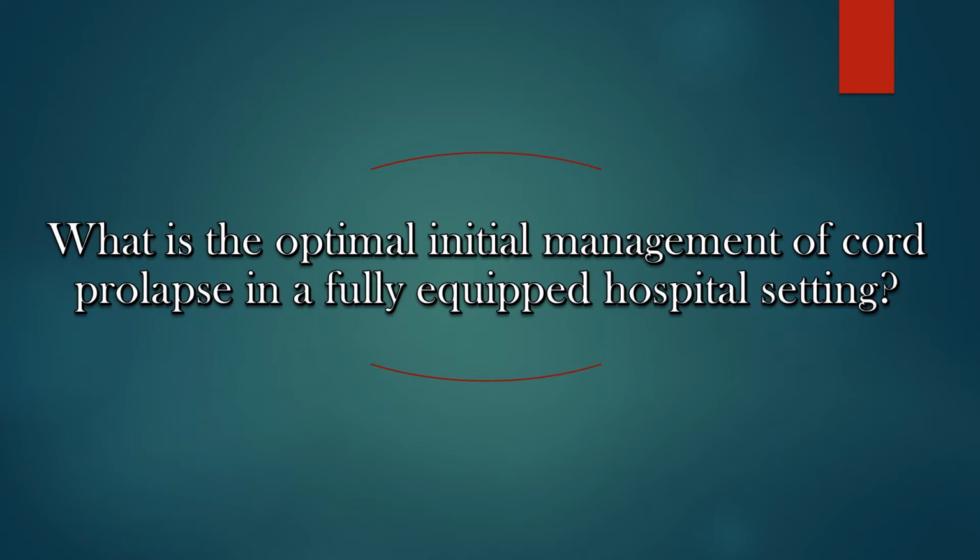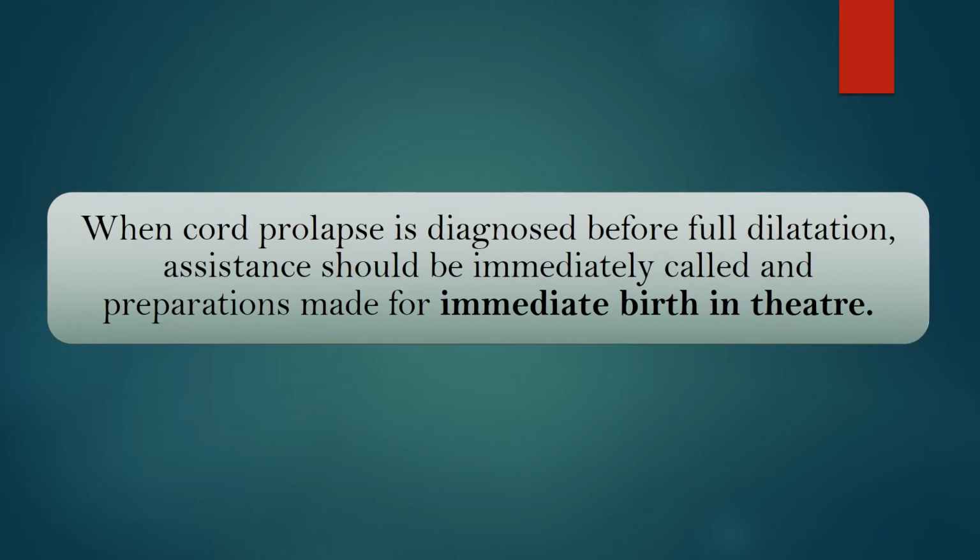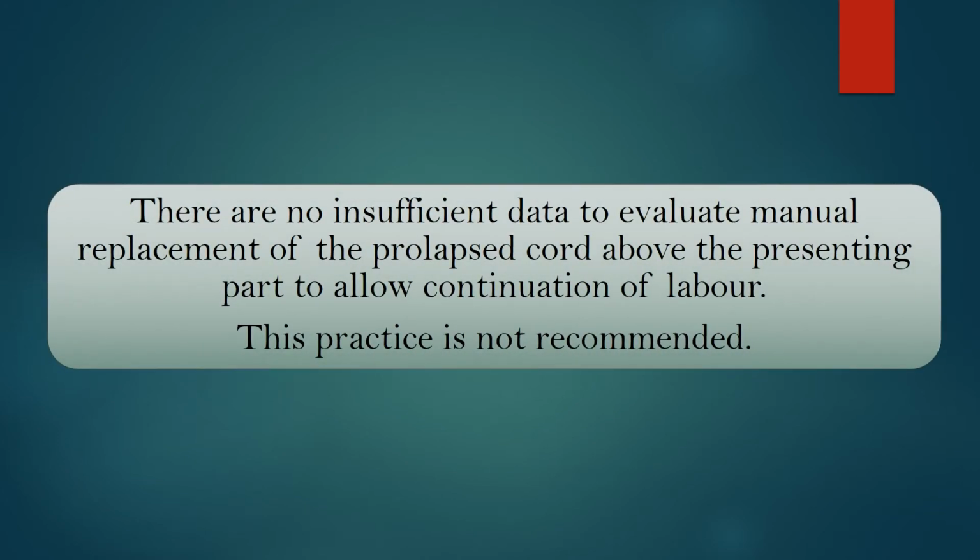What is the optimal initial management of cord prolapse in a fully equipped hospital setting? When cord prolapse is diagnosed before full dilatation, assistance should be immediately called and preparations made for immediate birth in theater. There are insufficient data to evaluate manual replacement of the prolapsed cord above the presenting part to allow continuation of labor. This practice is not recommended.